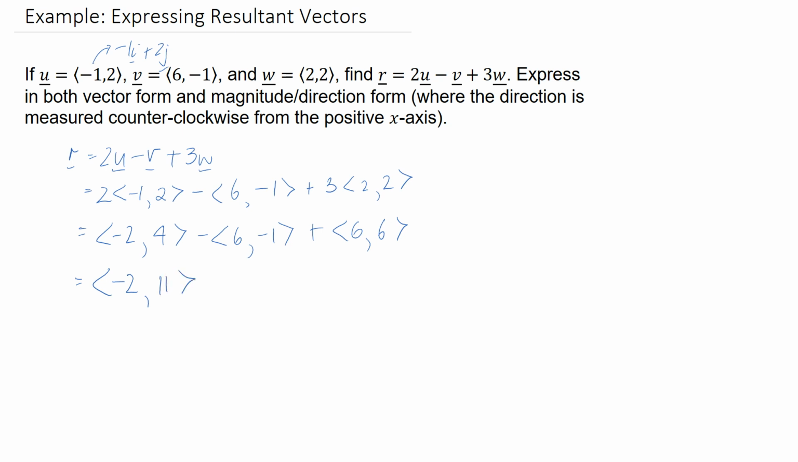And again, if you're more comfortable, you can always rewrite it in this kind of notation where we would get negative 2i plus 11j. So this here answers the first part of the question where we wanted to get an answer for r in vector form. So either of these would be sufficient for expressing that vector in vector form. Remembering vector form just means that we have the horizontal and the vertical components listed separately. So now we'll move on to the second part, which is converting it into the magnitude and direction form.